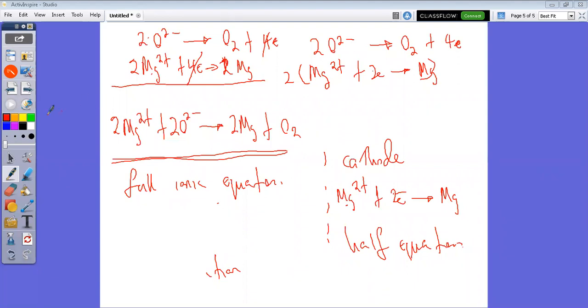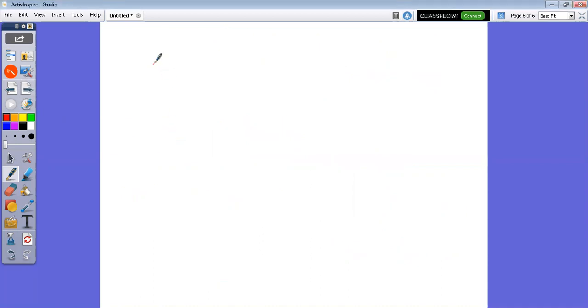Yes, sir. Let's look at another example. So let's look at CuCl2 in the liquid state, the molten state. So if we do electrolysis of this, the anode, okay, then at the cathode.